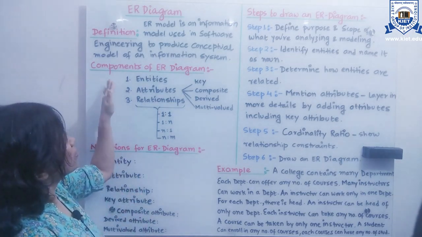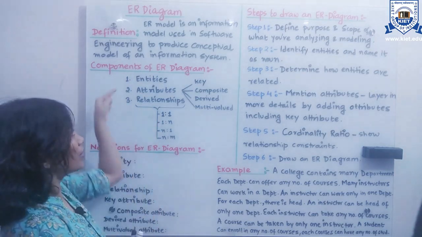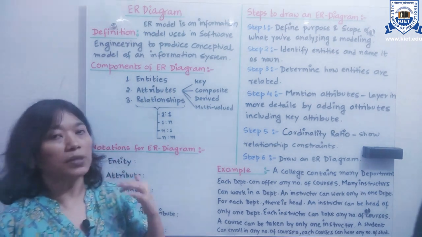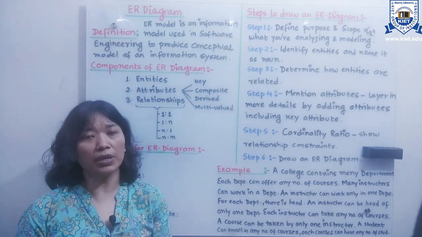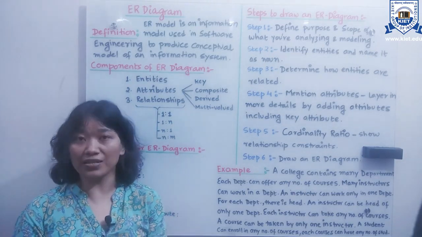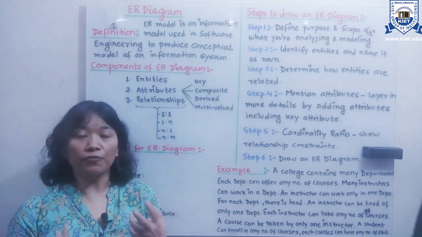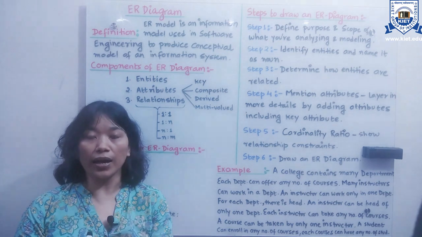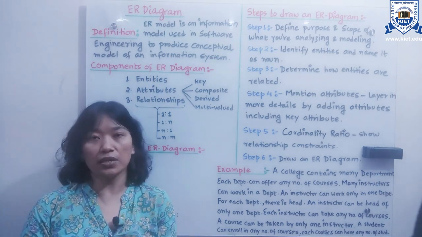And the basic components used in ER diagram are three. One, entities. Entities are basically any real world objects that are easily identifiable and have existence. In fact, if I say I'm an entity, you are an entity. So an entity can be anything. So I am an entity, I can be a single entity.